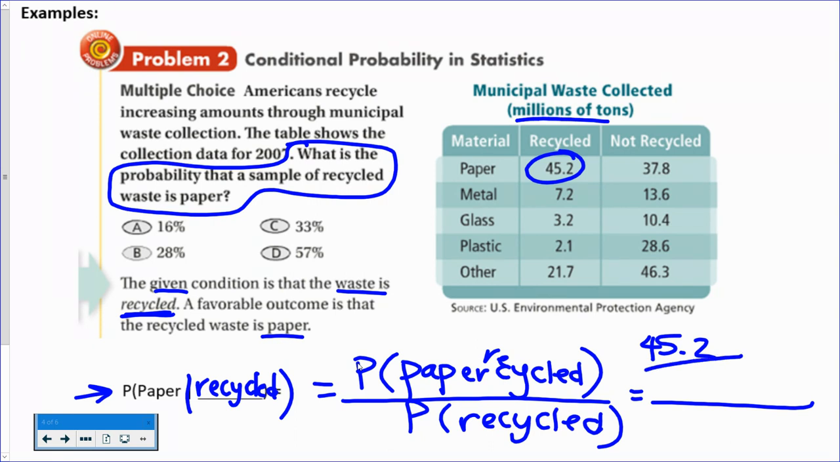And that's got to be out of the total of everything. So if you add up the column for the amount of recycled, it'll give you 79.4. If you add up the column for not recycled, it'll give you 136.7 for a total of 216.1 millions of tons of waste altogether. So that will be in my denominator. So that's the probability for the two of them together. The denominator would be the probability that it's just recycled.